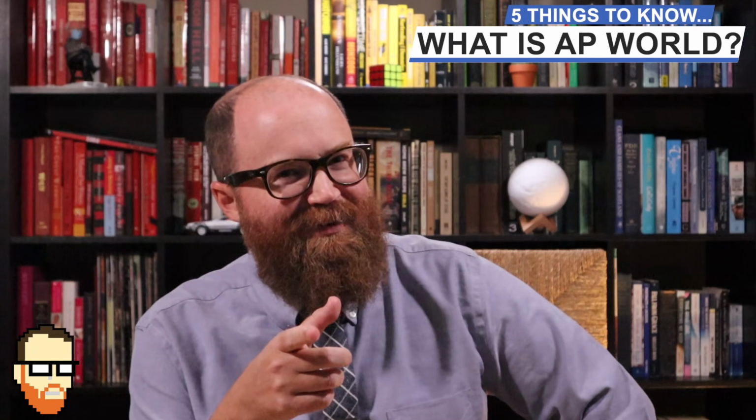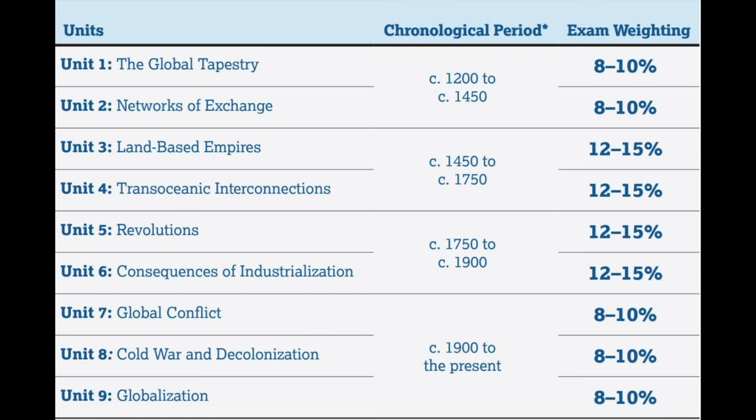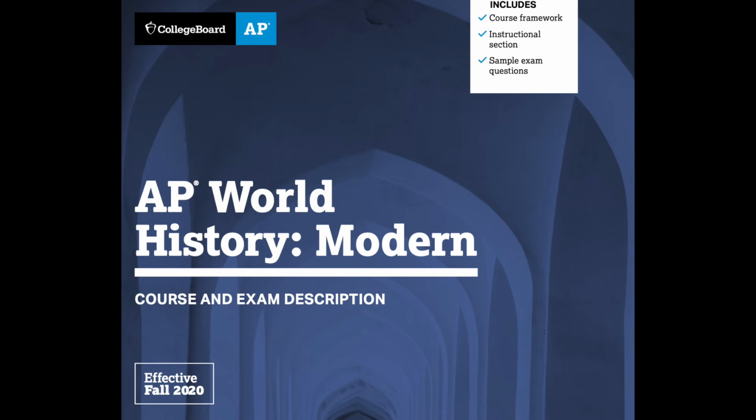Wait, was that too much for you to actually pay attention to during the summer? Don't worry, I got you. AP World Modern is a super tough course that runs from 1200 to present. This course is way more rigorous than most world history courses, so start preparing now. There are 9 units throughout the year, but for now, focus on the first 2, the Global Tapestry and the Networks of Exchange.